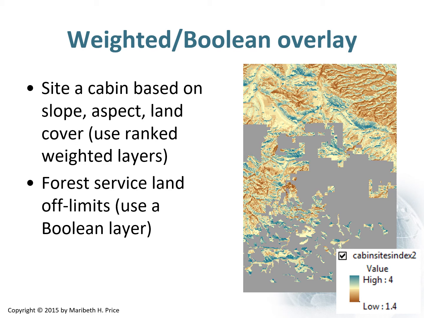So you could do a Boolean 1 no layer that would eliminate all those gray areas, and then the rest of the space you could then calculate your weighted Boolean overlay and end up with your index values that you see there on the bottom right, where the high values are a 4, and so the places that are the green color are the best locations.